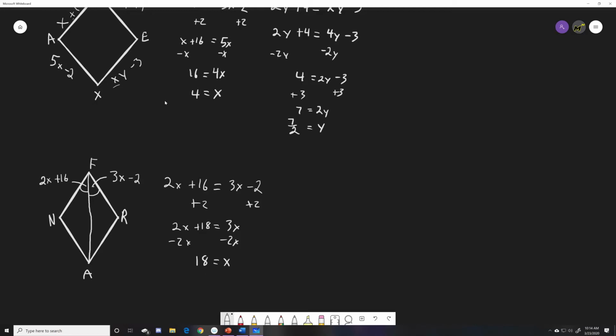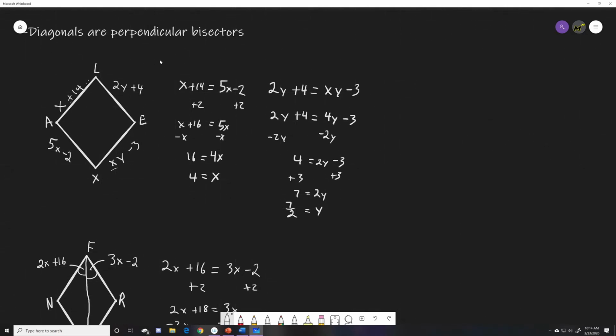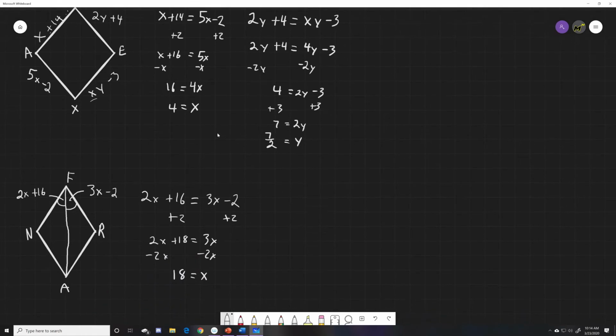Alright, and the third characteristic we said it was diagonals are perpendicular bisectors. Okay. So let's look at that property.